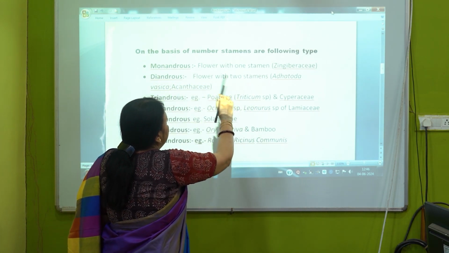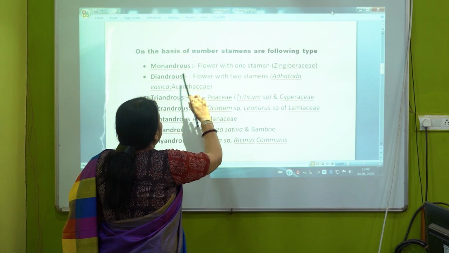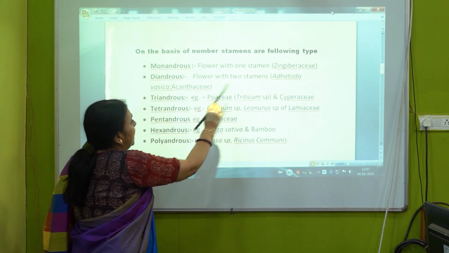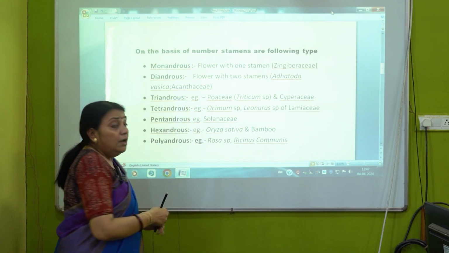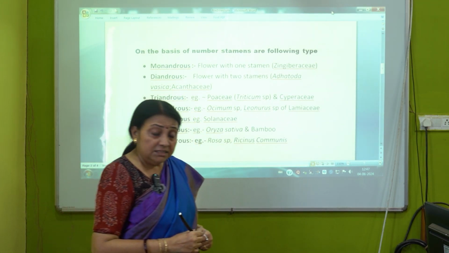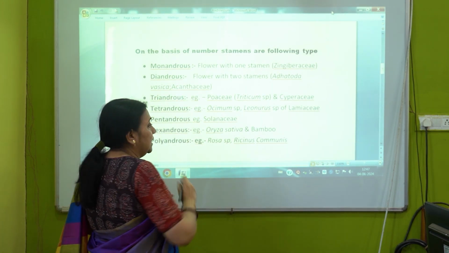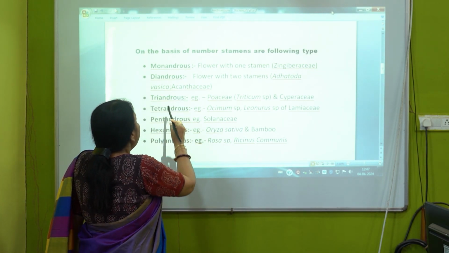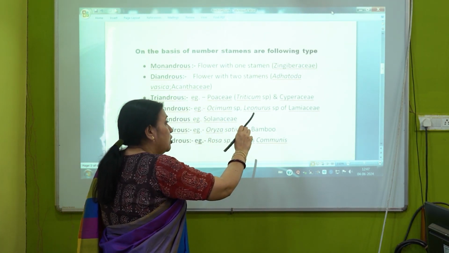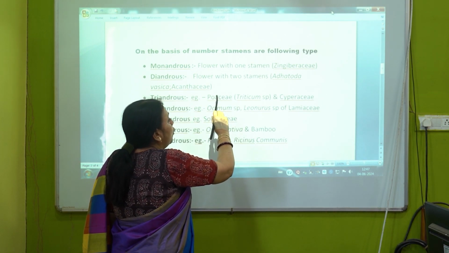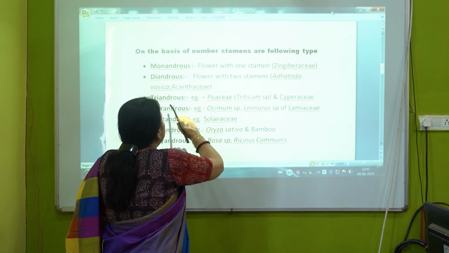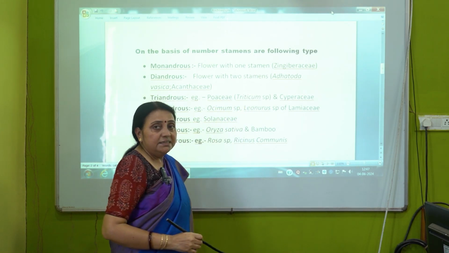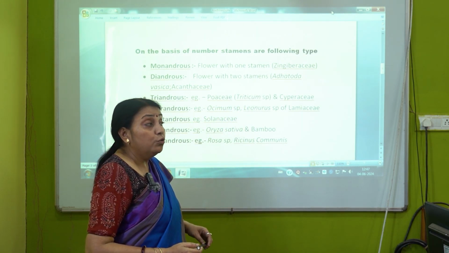the stamens. And some examples: the Zingiberaceae. In the Zingiberaceae, monandrous type of stamen, and diandrous in the case of Adhatoda vasica. Not all members of the Acanthaceae, but only Adhatoda vasica, whose vernacular name is Basak. And triandrous, that is the Poaceae. All genera are not found in the triandrous type, only the Triticum species of the Poaceae, whose vernacular name is gom or wheat.